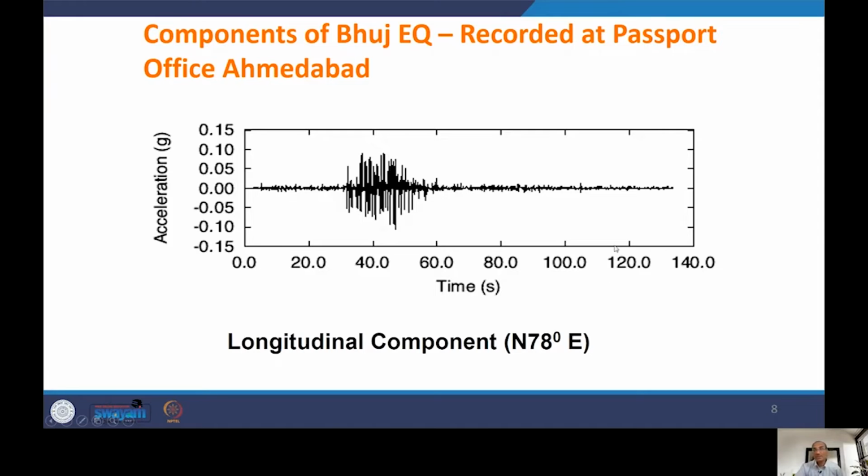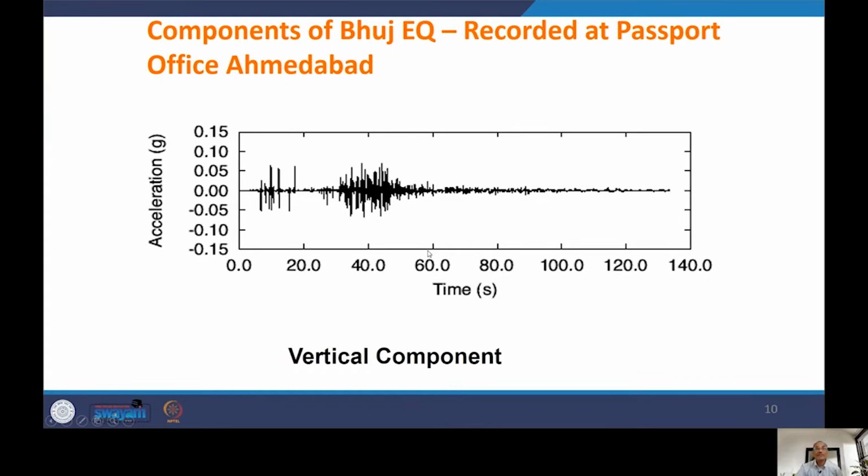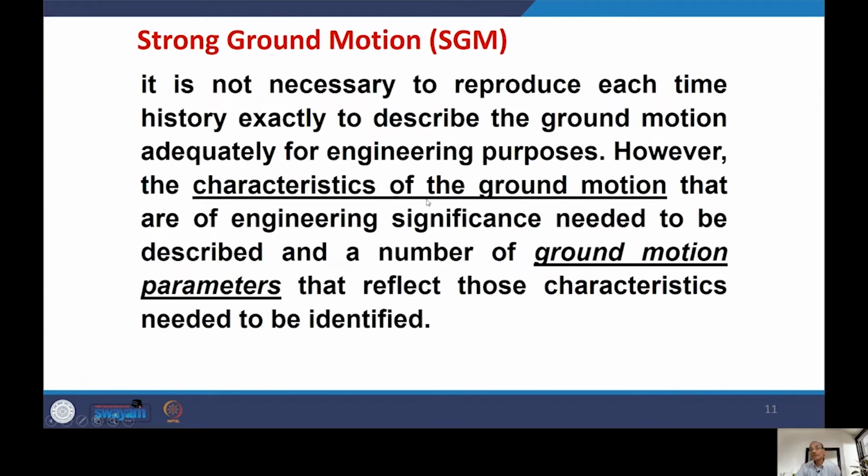If you want to use this time history, then we need to do analysis at each interval of time, whatever interval you select, and it will require a lot of calculation. So to simplify that, in a strong ground motion it is not necessary to reproduce each time history exactly to describe the ground motion adequately for engineering purposes. However, the characteristics of the ground motion that are of engineering significance need to be described, and the ground motion parameters that reflect those characteristics need to be identified.